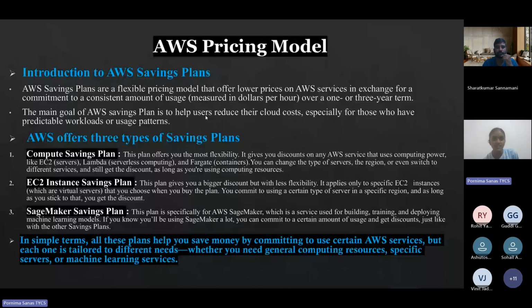AWS provides us a savings plan, and it is a little different, not similar to reserved instances. Reserved instances also provide us a discount, and savings plans also provide a discount. But reserved instances do not allow us to change our destination and location, whereas savings plans allow us to change our destination and location.